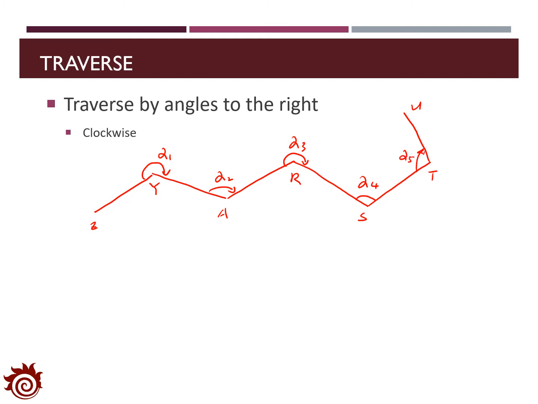Then by giving the azimuth of YZ and the azimuth of TU. Here you should know that we need to consider the azimuth of YZ instead of ZY. Also, we measure all the angles to the right, that is alpha 1, alpha 2, alpha 5.